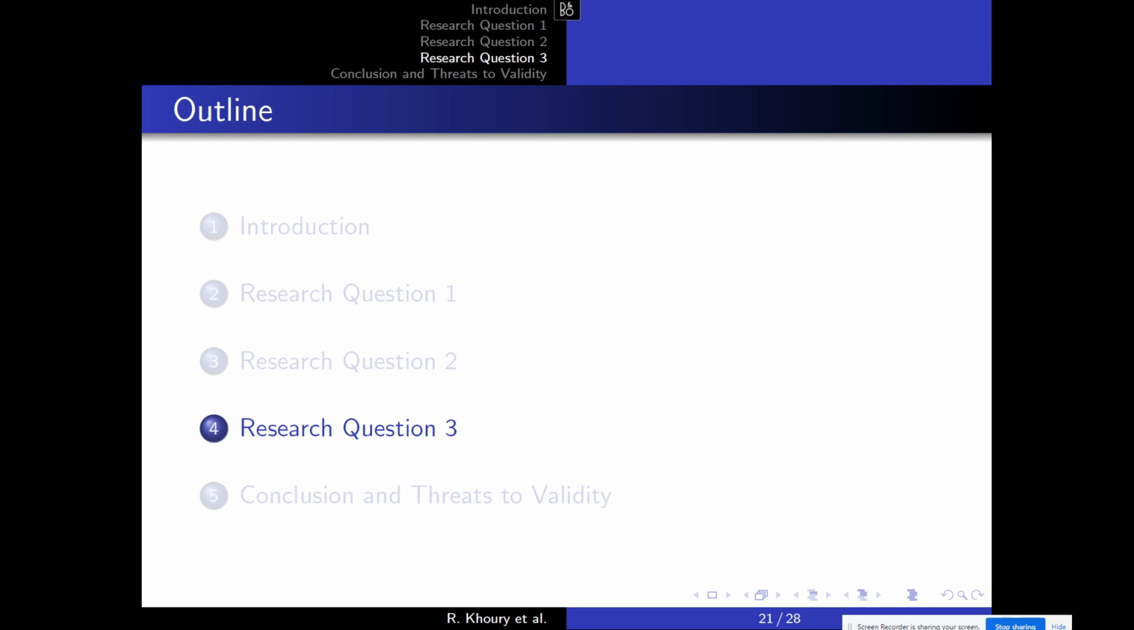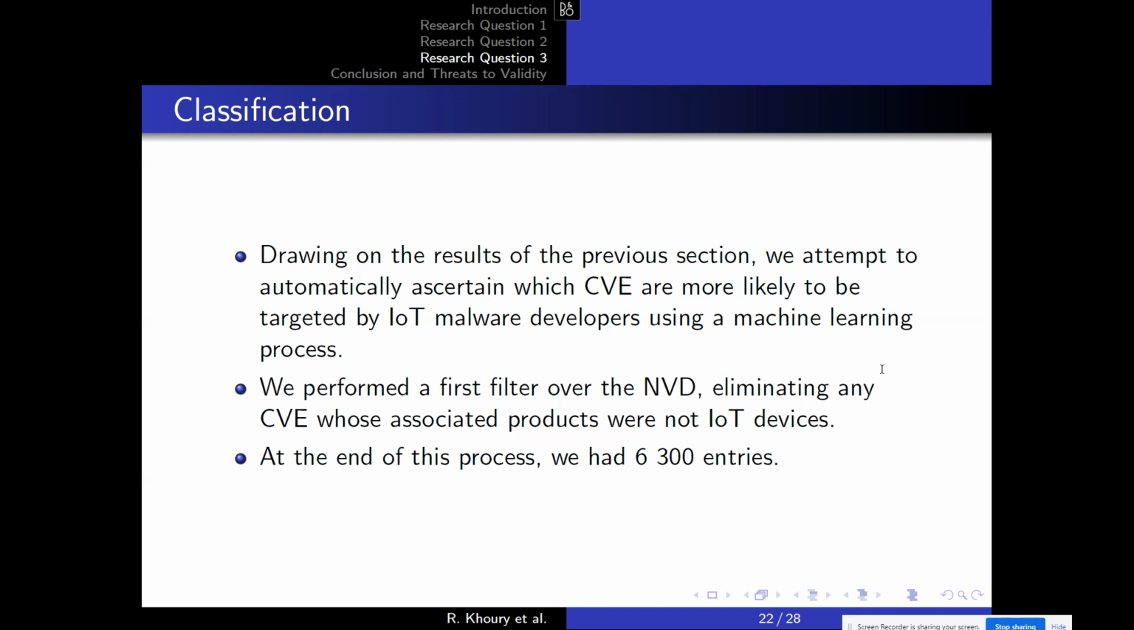So having found that vulnerabilities that are exploited by IoT malware developers differ from the ones that are not exploited, our final question is to ask if that information can help us predict if a given vulnerability is likely or unlikely to be exploited by IoT malware developers. So this could help code developers prioritize the vulnerabilities that are found in their code. This could also have other applications in developing defensive mechanisms.